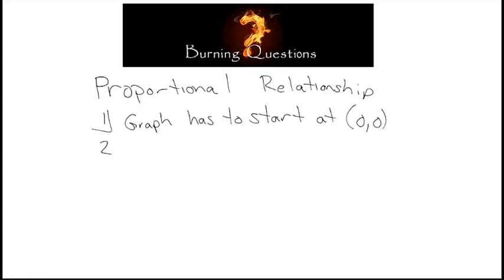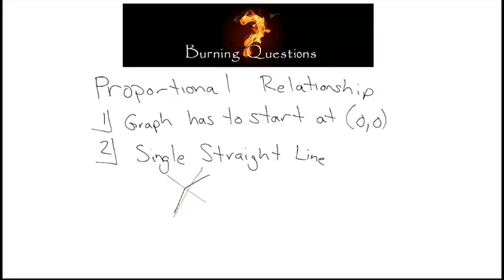The other thing for us to call it a proportional relationship, it has to be a single straight line. It cannot be a combination of two different straight lines. That one would not be proportional. And if I had a graph that starts at anywhere other than 0 and is a straight line, that one also is not proportional because it did not start at 0. So that's the two pieces of information you needed to do that last homework assignment.